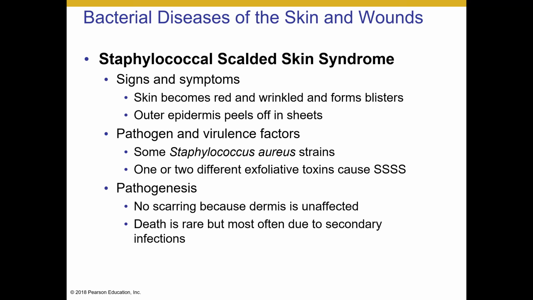The key thing to understand is that this condition is caused by toxins released by the bacteria. The toxins damage the connections between skin cells. Importantly, the deeper layer, the dermis, is not affected. That is why scarring usually does not occur. Although death is rare, complications can arise if secondary infections develop after the protective skin barrier is lost.